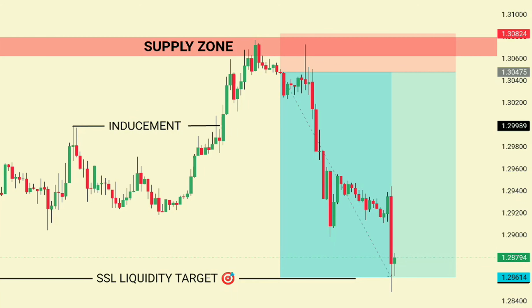That's what helps in finding cleaner and more structured setups. This setup clearly showed how market direction from the higher time frame and execution from the lower time frame can work together. When supply, inducement, and liquidity align with the overall bias, the setup becomes much higher probability. That's why patience and confirmation matter more than rushing into trades.